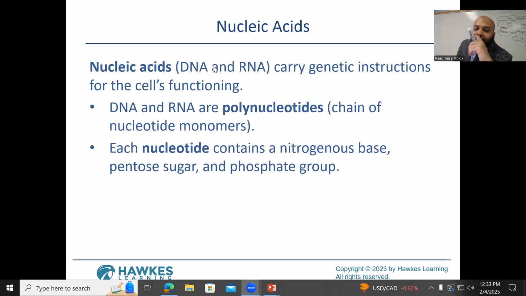nucleic acids, DNA and RNA, carry genetic instructions for the cell's functioning. So DNA and RNA are polynucleotides. These are chains of nucleotide monomers. Each nucleotide contains a nitrogenous base, a pentose sugar, and a phosphate group.